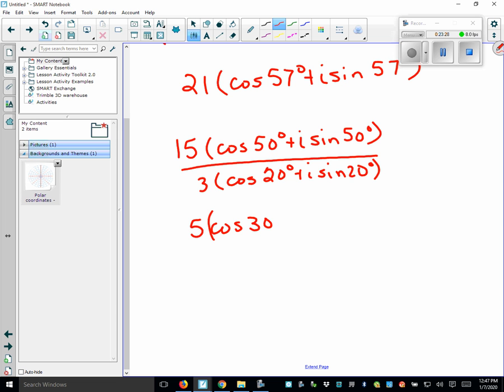Notice it's times the whole thing, so it's in parentheses, right? Do we want it in rectangular form or in polar form? What directions did I give you? Polar. That didn't sound like you were listening to me. It sounded like I forgot.